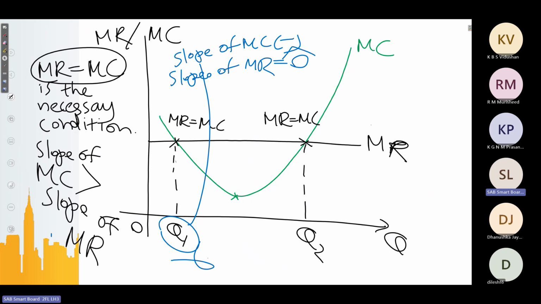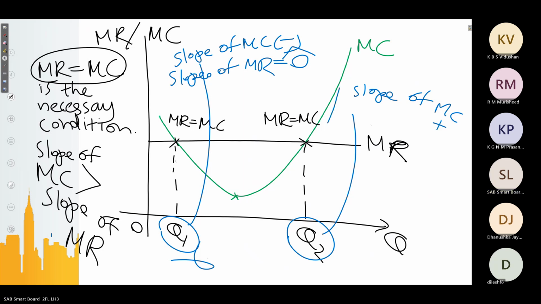Here at Q2, slope of MC is positive. Slope of MR is 0. So which is greater? Slope of MC is greater. Do we see this condition satisfied? Yes. Then only Q2 is profit maximizing. So the MR equals MC condition is necessary but not sufficient.